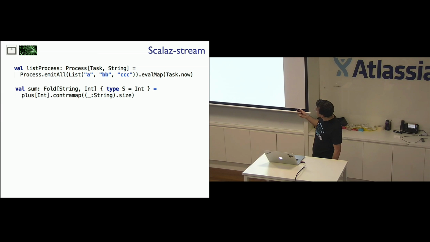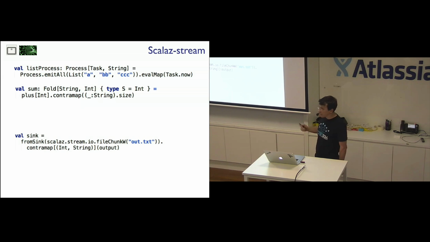This is my fold doing summing the size of each element, right? So the type signature is a bit fancy, but it's just the plus fold, and it's being adapted to take some strings and return the size of each string. Then I need a sink. And there's a method to transform. So there are sinks in scalaz-stream. So this is a scalaz-stream sink, this thing here. But there's a method to transform a scalaz-stream sink into an origami sink. So that's called fromSink.